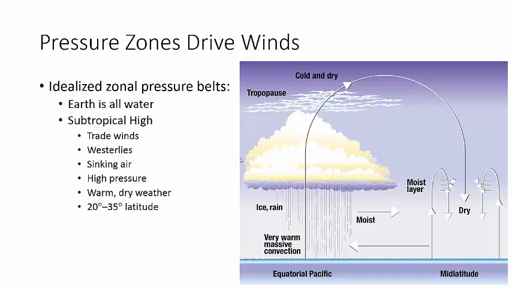Where you would want to live would be this subtropical high. Well, what's a high? Well, high pressure would give you clear skies, right? Sinking air, warm, dry weather, because you're still in the tropics, the subtropical high.